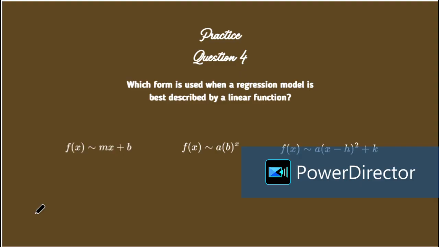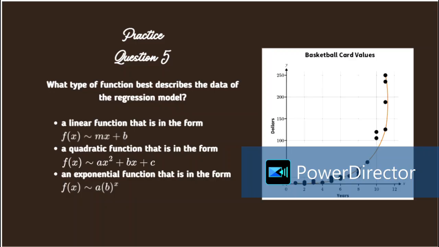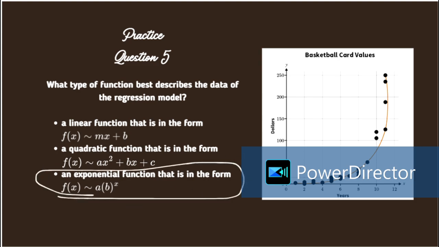End of the lesson. Which form is used when a regression model is best described by a linear function? Speed round. Sorry. This is it for the linear function. What type of function best describes the data of the regression model? Pause it, figure it out, come back. If you look at it, you can see it's exponential. And this is the correct formula for exponential.